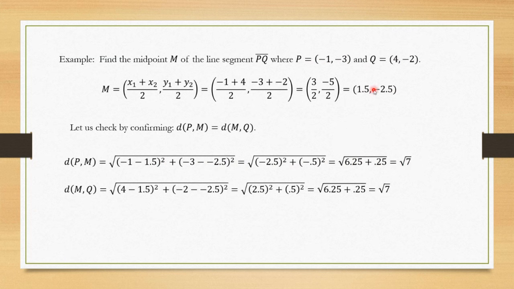Same thing with M and Q, same idea. We have 4 minus 1.5 squared plus negative 2 minus negative 2.5 squared. We got the squares, we add, then we take the square root. Again, it doesn't matter what order you subtract. I did 4 minus 1.5. I could have done 1.5 minus 4 if I wanted. But it doesn't matter.